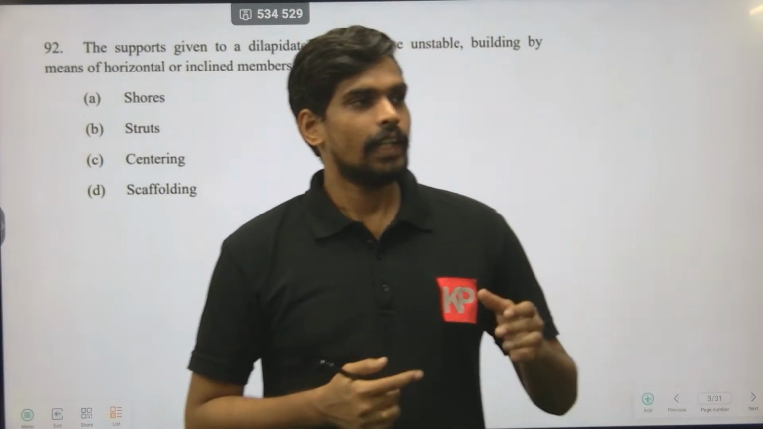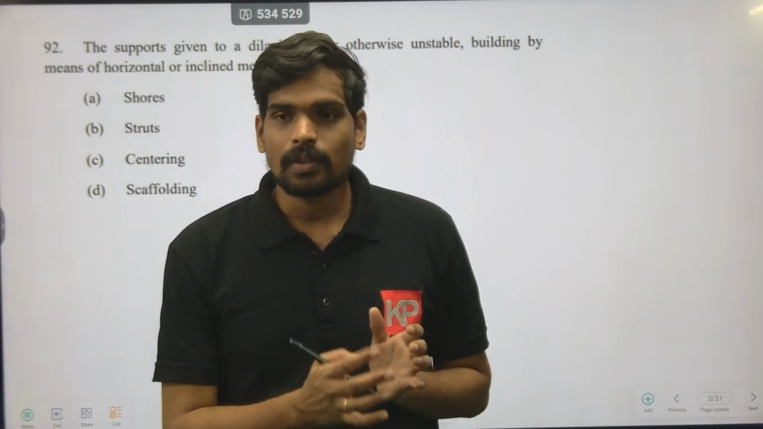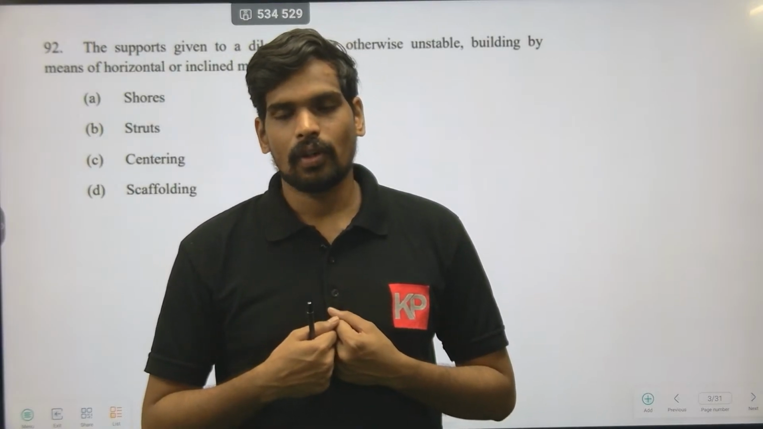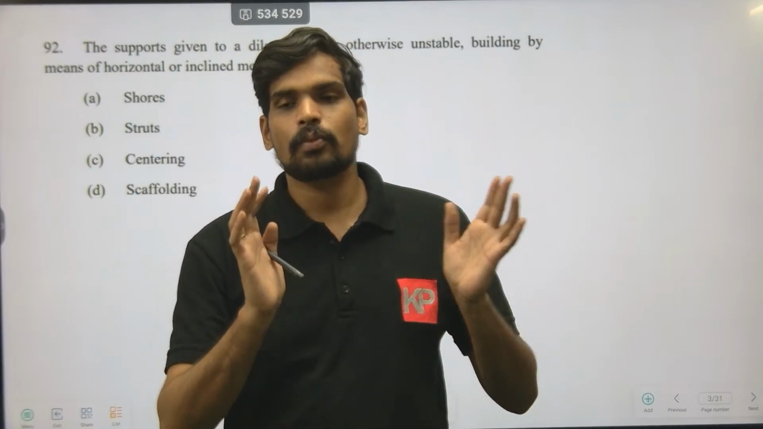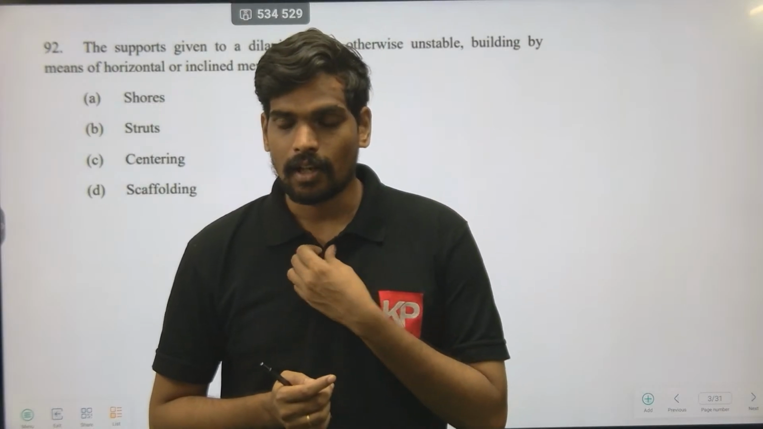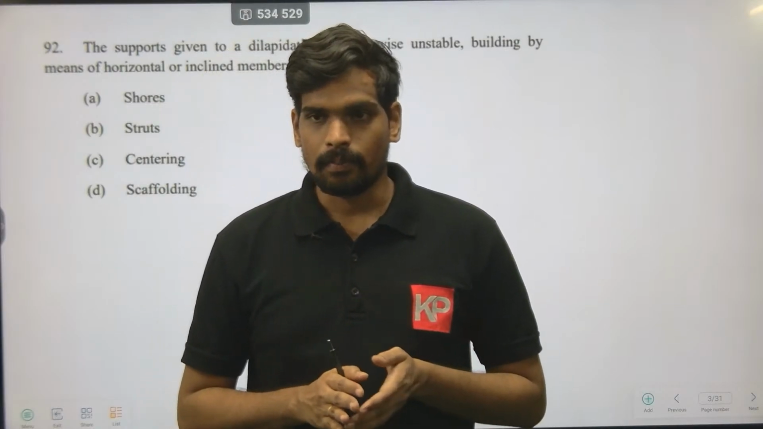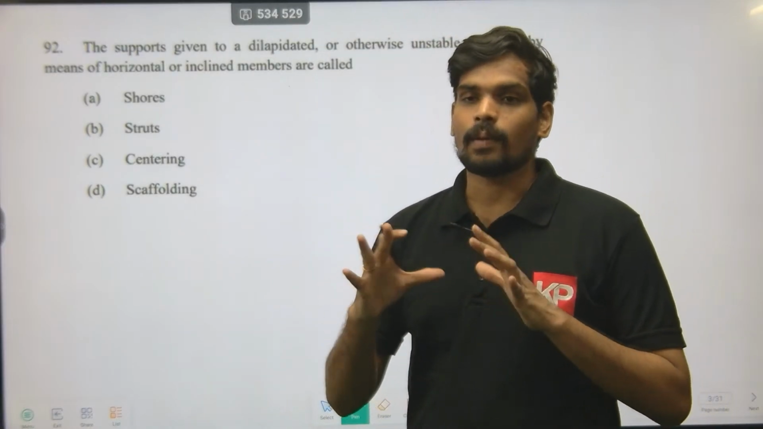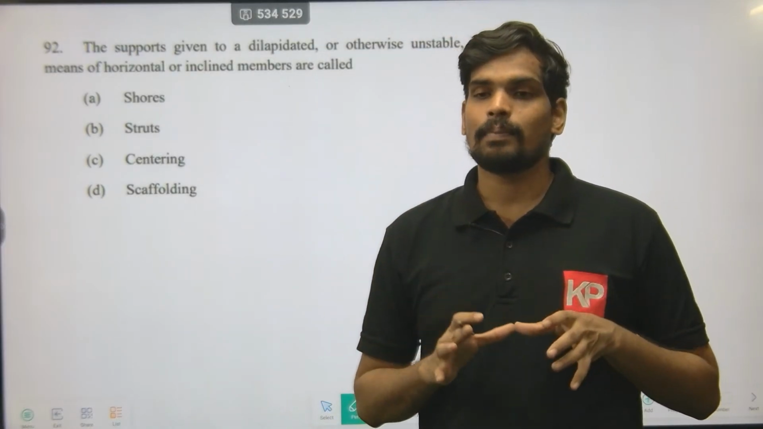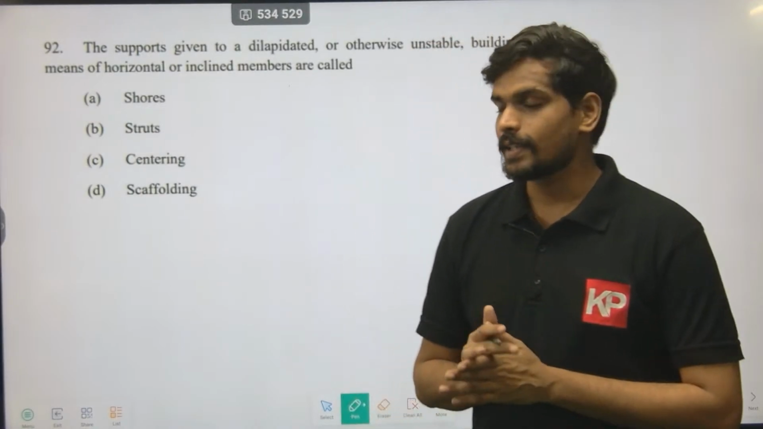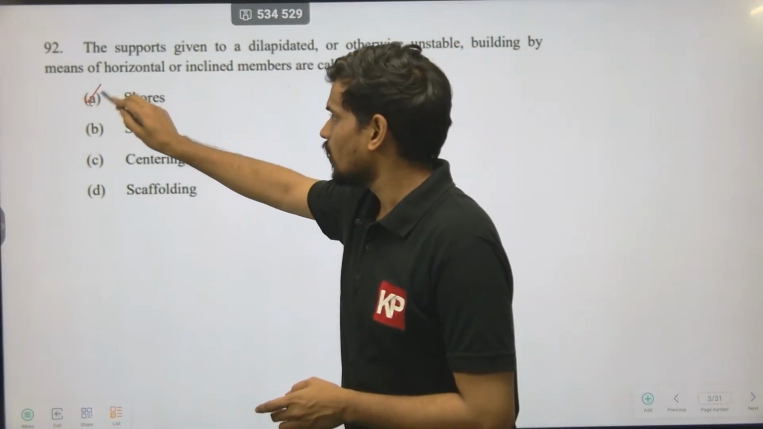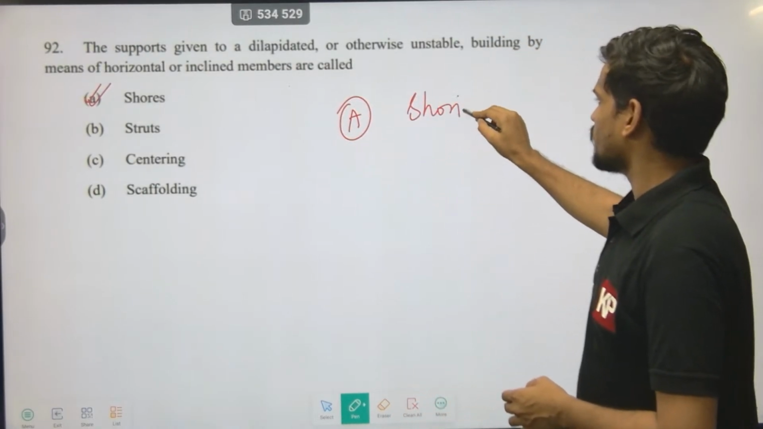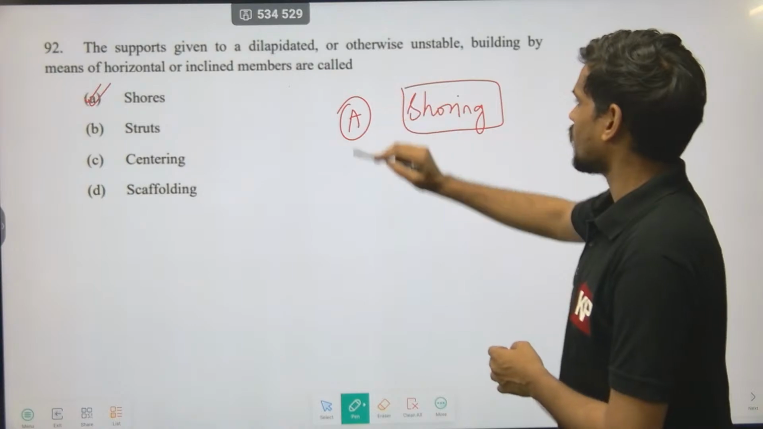For example, if there is a load-bearing wall and you want to do some repair work in the bottom part of it, obviously you cannot break down a load-bearing wall and directly construct it. You need to first provide additional supports to the remaining surrounding parts, and then you can do the repair work on the load-bearing component. Such temporary supports which you create during repair and maintenance work, particularly for unsafe structures, are referred to as shoring, so from the given options, shores would be the correct answer. Shoring is the temporary support system constructed for buildings.